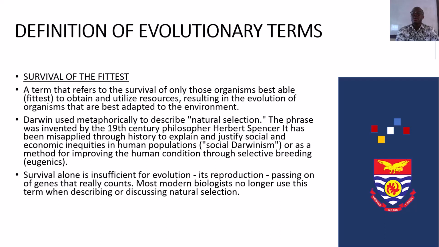Survival of the fittest: a term that refers to the survival of only those organisms best able, that is, fittest, to obtain and utilize resources, resulting in the evolution of organisms that are best adapted to the environment. Darwin used it metaphorically to describe natural selection. The phrase was invented by the 19th century philosopher Herbert Spencer. It has been misapplied through history to explain and justify social and economic inequities in human populations, social Darwinism, or as a method for improving the human condition through selective breeding, eugenics.